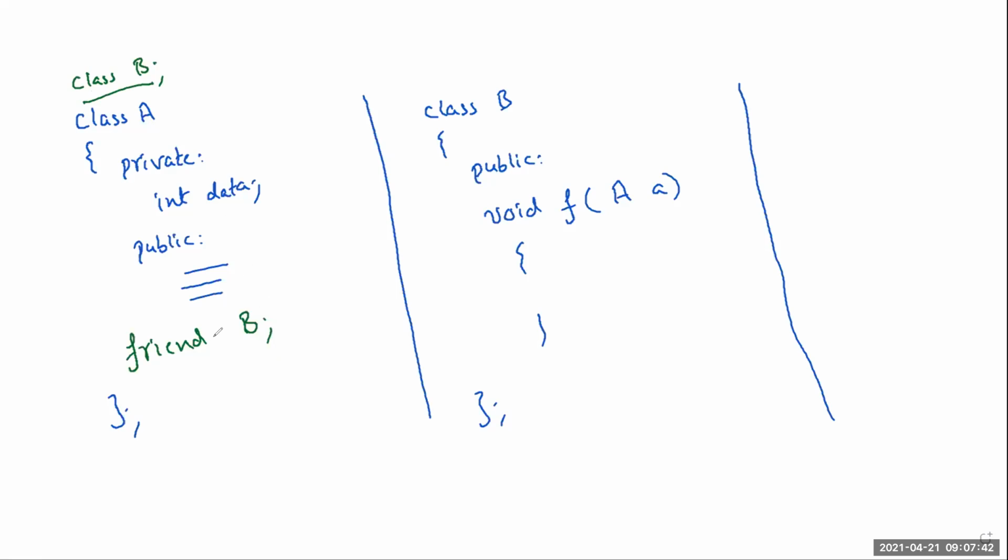Okay, now this class is a friend, so all the member functions within this class are able to access the private data of class A, right? So for example, if here I write a dot data, now this is a legal statement. Why is it a legal statement? Because this class B, since it's a friend of class A, can access the private data. All the member functions of this class can access the private data of class A, right?